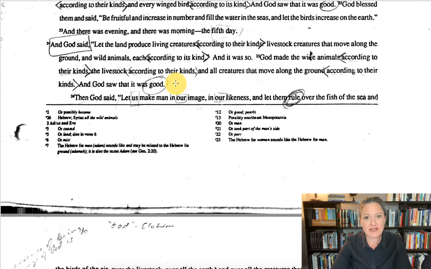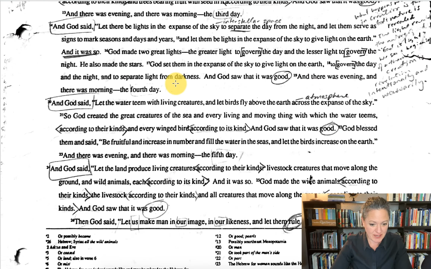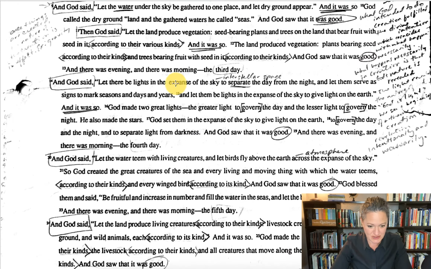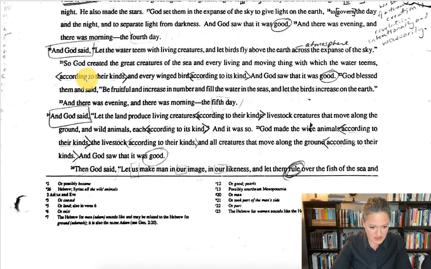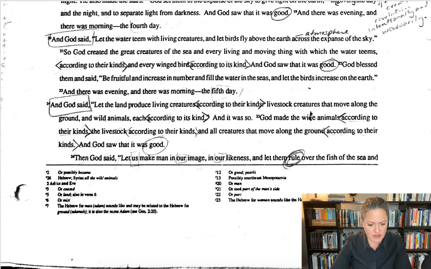Have you been counting how many according to their kinds we've gone through? Let's go back and look. That's why I make these little notations, so we can count. Okay, I think it starts here. 1, 2, 3, 4, 5, 6, 7. 7 seems like a good number, doesn't it? It's repeated 7 times. That's complete. And the things are made according to their kind.